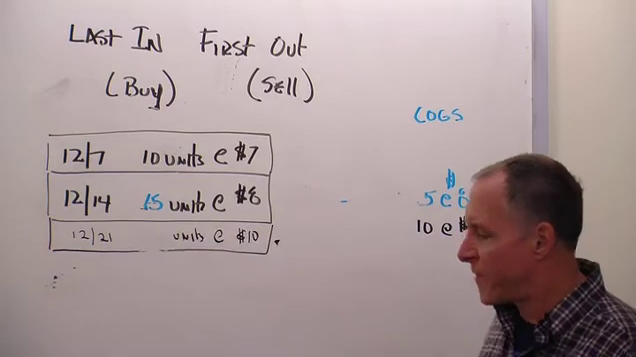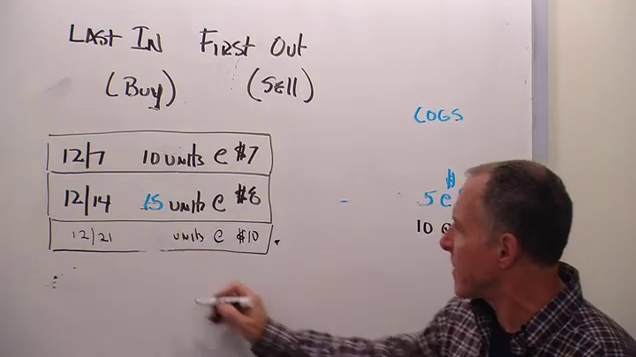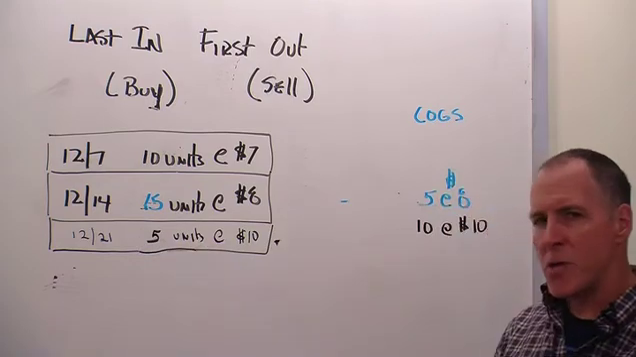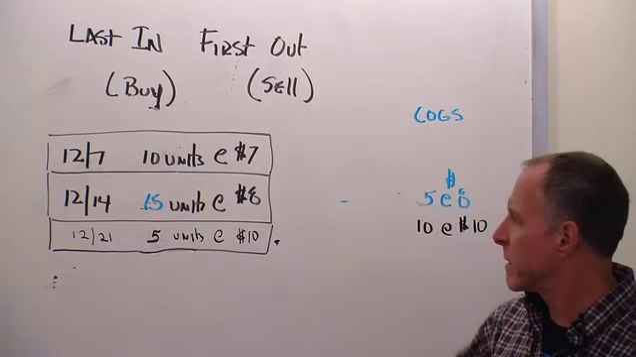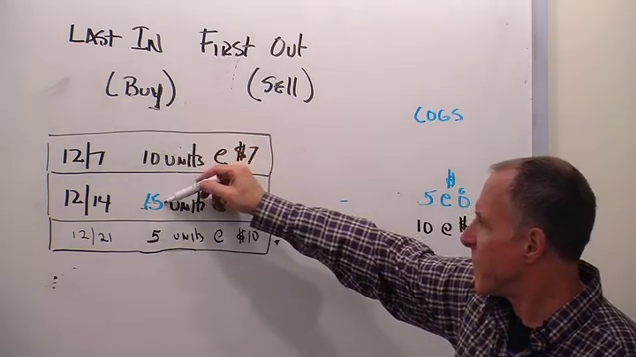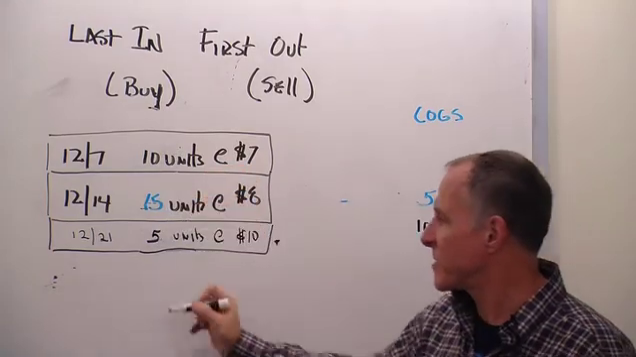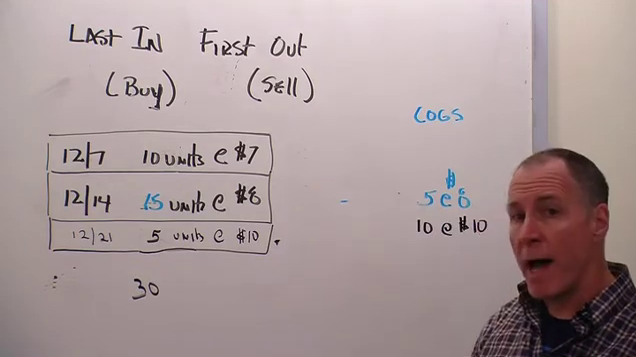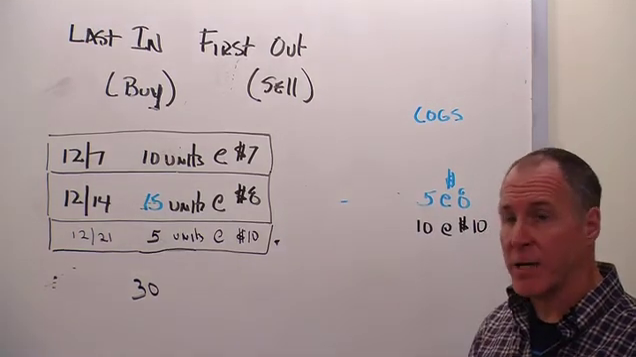I'm going to erase that 15 that was there because I just sold 10 of those and I'm only left with 5 left. So how many units do I have in ending inventory? I have 10, 15, and 5. That's a total of 30. And how do I price those 30 out under LIFO?